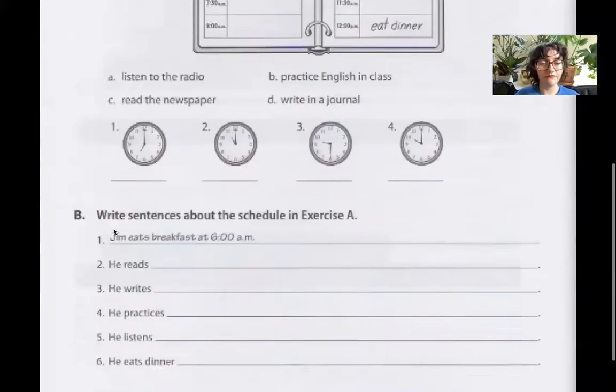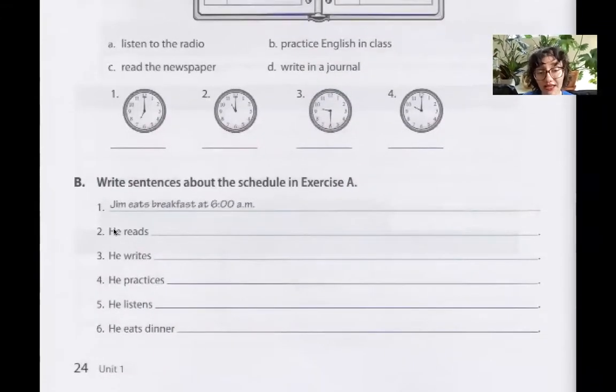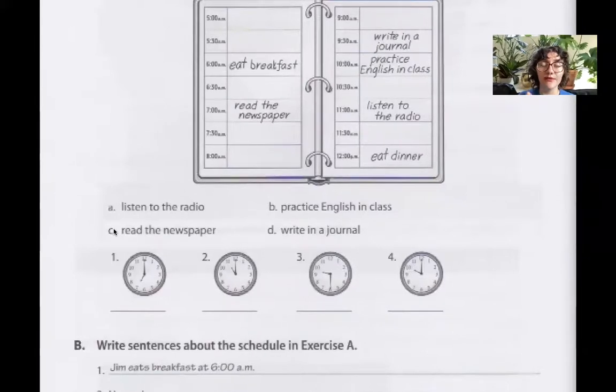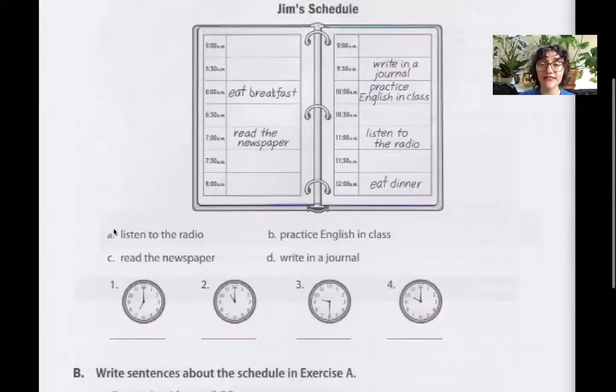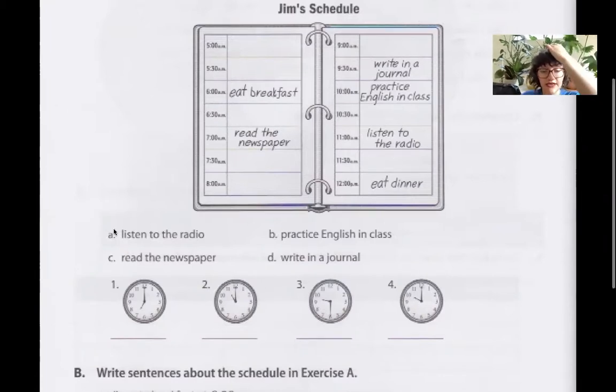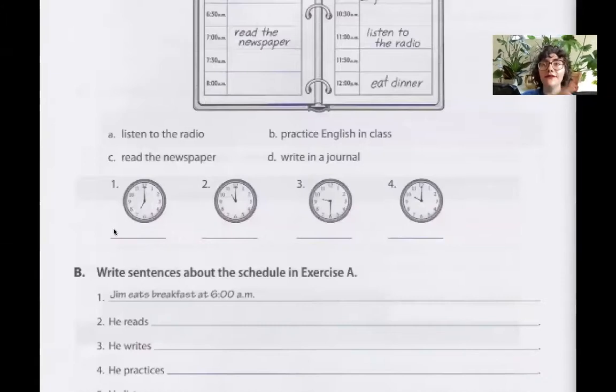Okay. It says write sentences about the schedule in exercise A. And we can say Jim eats breakfast at 6 a.m. He reads the newspaper at 7 a.m. He writes in a journal at 9:30 a.m. And remember, because we're talking about one person, right, that is not me or you, it's not us. We say he, remember? And when we have he, she, it, we use an S at the end of the verb. So instead of I read, you read, we read, they read, we say he reads, she reads, right?